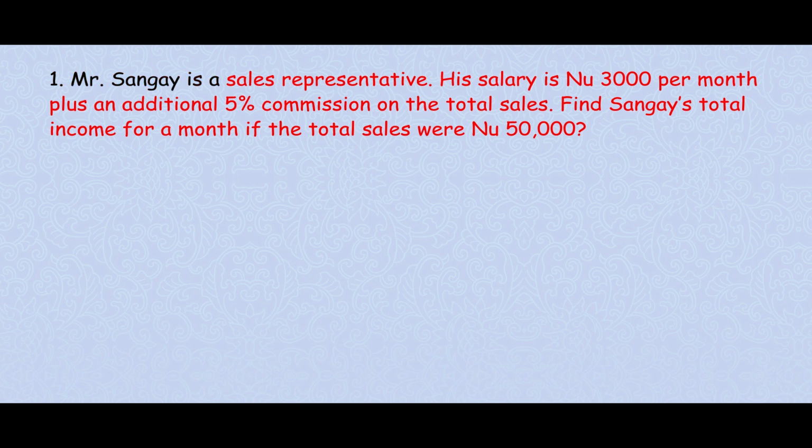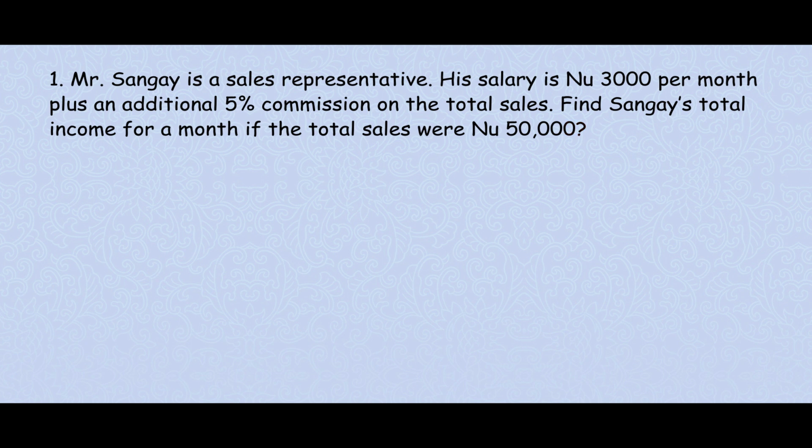Mr. Sange is a sales representative. His salary is Nultrum 3,000 per month plus an additional 5% commission on the total sales. Find Sange's total income for a month if the total sales were Nultrum 50,000.